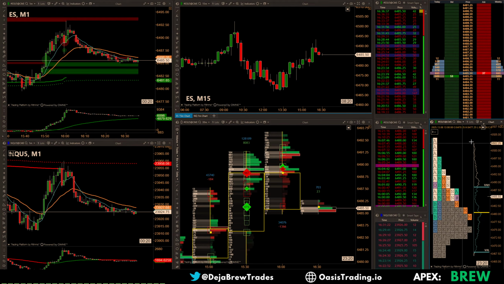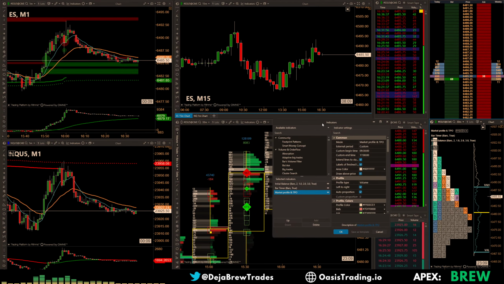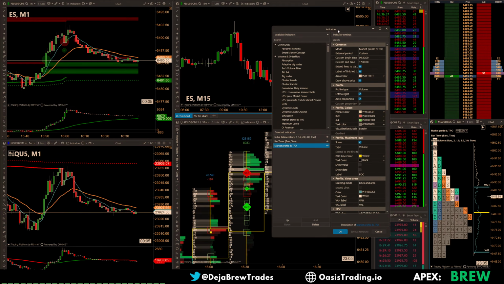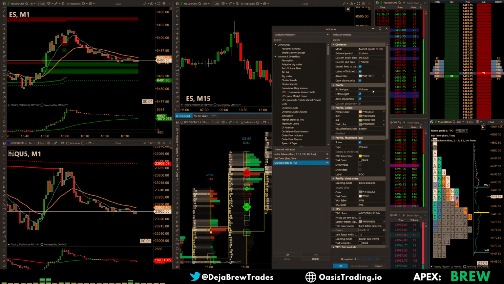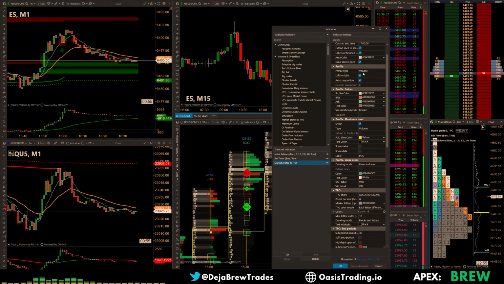Last but not least is one of my favorite things on ATAS here. I have the market profile and TPO indicator. This indicator is in the indicator section. You want to pull up market profile and TPO. And the settings are a bit complicated, so I will show you all the settings. It's starting at 9:30, ending at 5 p.m. Profile type is volume.